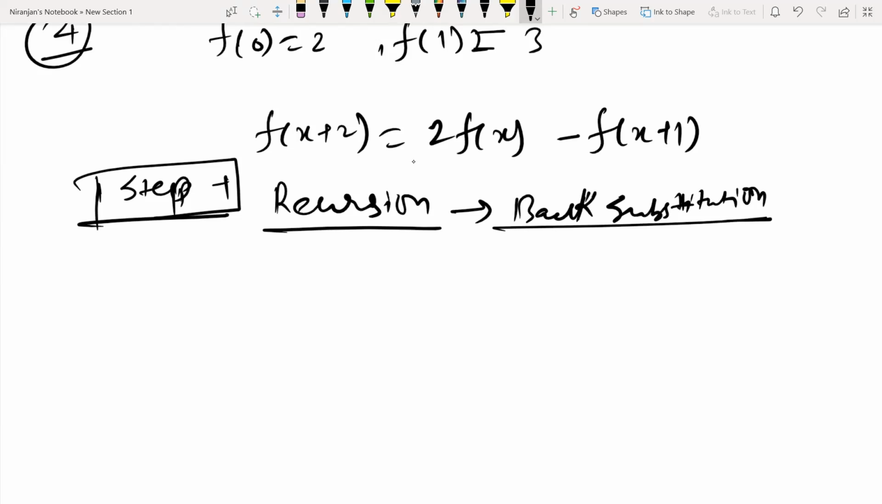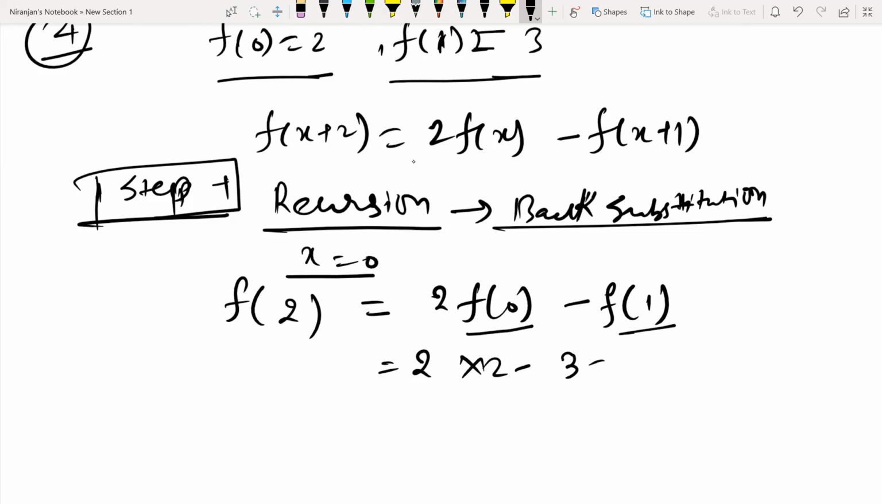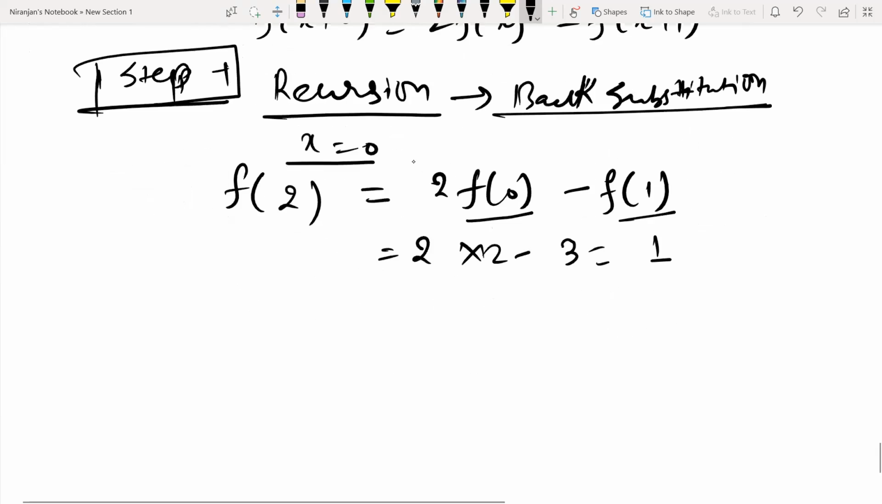So you're given f of 0 equal to 2, you're given f of 1 equal to 3. If you set x equal to 0, you get f of 2 equal to 2 f of 0 minus f of 1. Now you already know f of 0 and f of 1. Then what exactly do you do? You substitute the values that you're given. So you get 2 into 2 minus 3, that is 1. So you get f of 2 equal to 1.